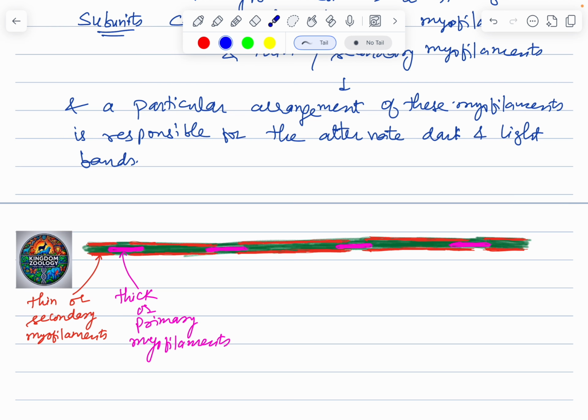So what I've drawn in a myofibril, this entire structure here is a myofibril. And what is a myofibril made up of? Two types of subunits: thin or secondary myofilaments, thick or primary myofilaments. Now look at their arrangements. It's a fixed pattern that is repeating after every short interval. And now what I have to do is basically imagine this myofibril as maybe a pen.